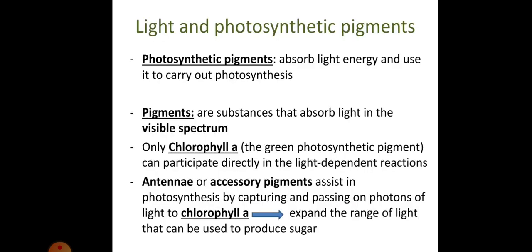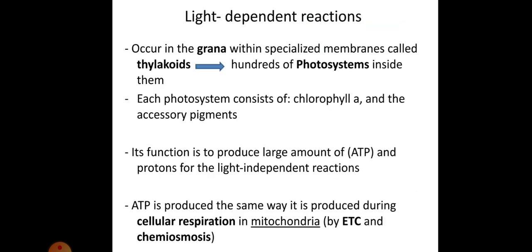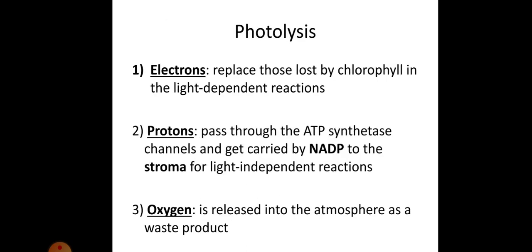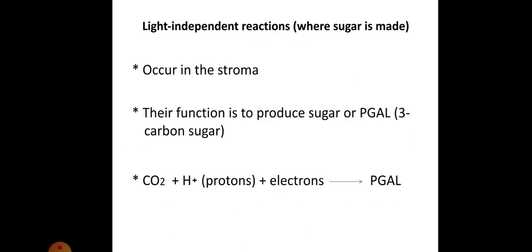And you also know that the function of light-dependent reactions is to produce energy or ATP and protons for the light-independent reactions. Now the question is, why do light-independent reactions need ATP and protons? And as I told you before, it is for sugar production during the Calvin cycle. Now let's see some important notes about light-independent reactions.